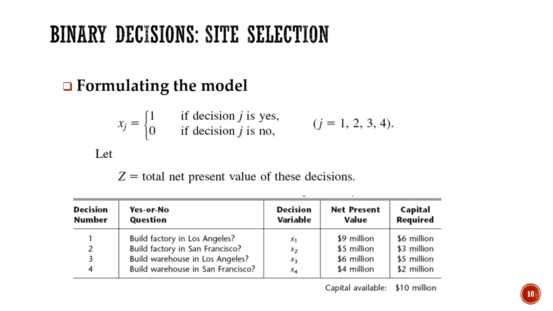In this table, you can see the net present value for each decision. $9 million for building a factory in Los Angeles, etc. You can also see the capital required for each decision. $6 million for building a factory in Los Angeles. And of course, we have some limits on available capital. So capital available for this company is $10 million. And the goal is to optimize the total net present value of these choices.